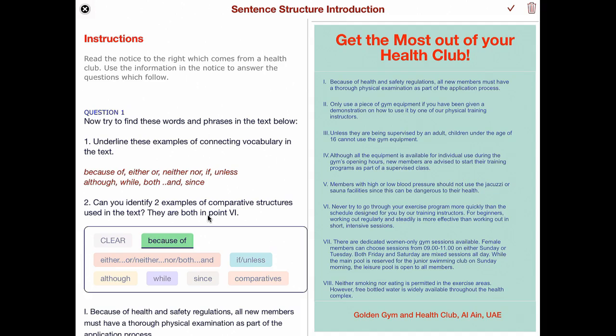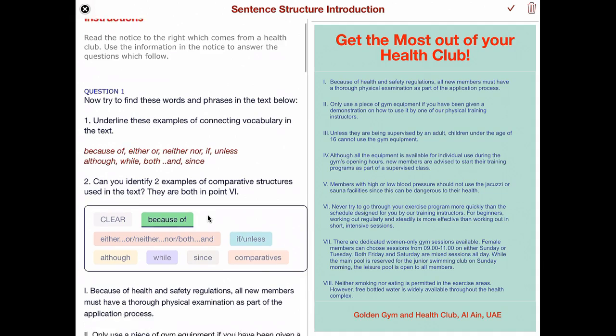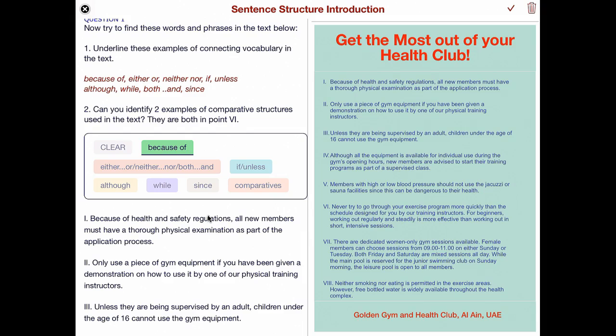Our text for this activity is a flyer at a health club telling you to get the most out of your health club. Okay, you should have had a read over that and gotten the idea of what it's about. And now we're going to move on to the questions. So the first question asks us to select these words down here: because of, either or, neither nor, if, unless, although, while, both and, since. So let's do that right now.